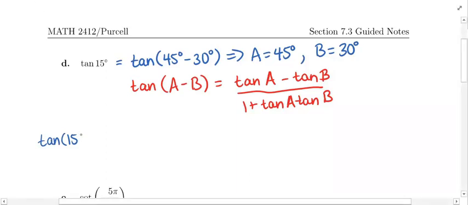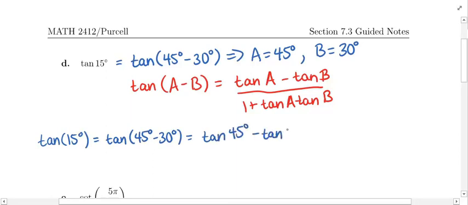Which is the same thing as the tangent of 45 degrees minus 30 degrees. Plug into our red formula. This is going to be the tangent of 45 degrees minus the tangent of 30 degrees, all over 1 plus the tangent of 45 degrees times the tangent of 30 degrees. Okay, so let's go get these guys. We need to look at 45 degrees and 30 degrees.